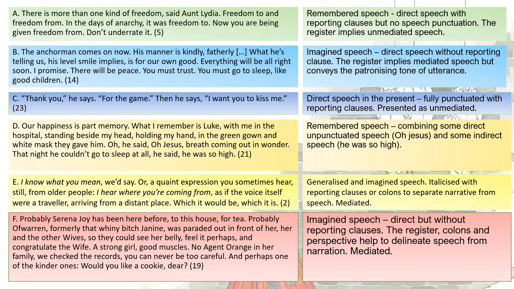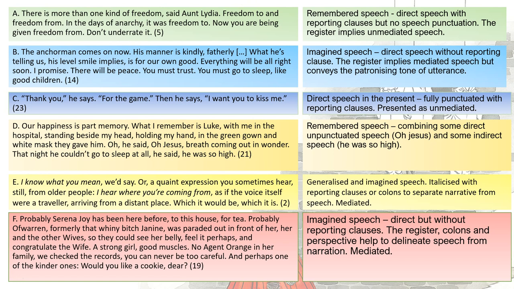For C, we get an example of the way that Atwood presents speech in the present of Offred's narrative, and that's fully punctuated with reporting clauses in a very standard way. And this is true of all of Offred's present tense presentation of speech. So everything within the commander's household moving forwards in the narrative is presented in this much more conventional way.